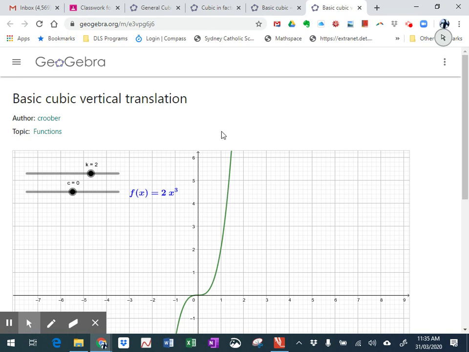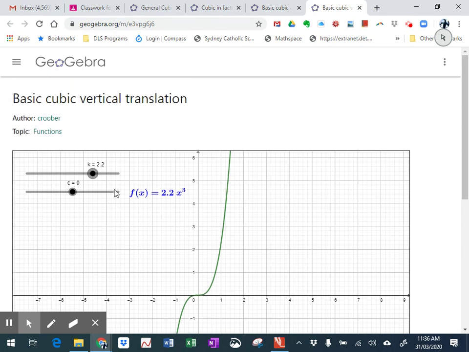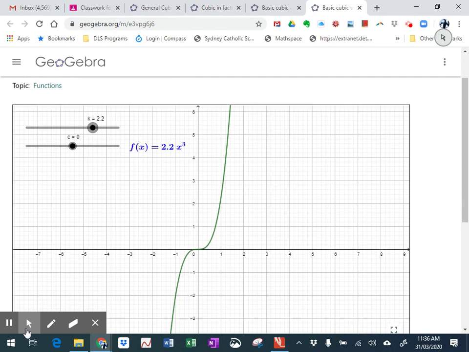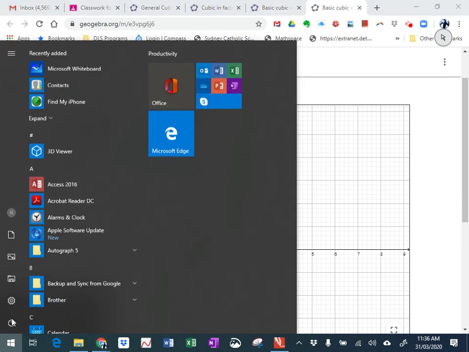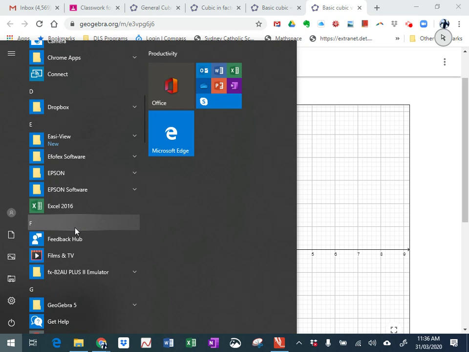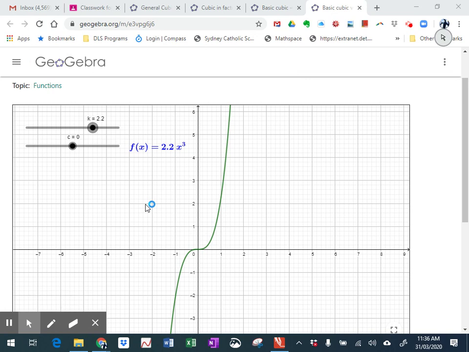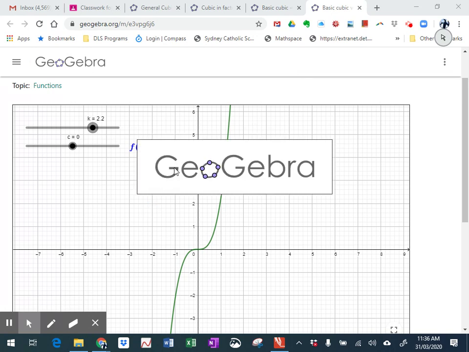So have a look. Here's my basic cubic. Now if I change the k value, no, I just realized that is not the right file I had to show you. I'll fix that link up for you. I'll go to GeoGebra. Where's GeoGebra? Here we go. I can fix it, so I'll just open GeoGebra here.